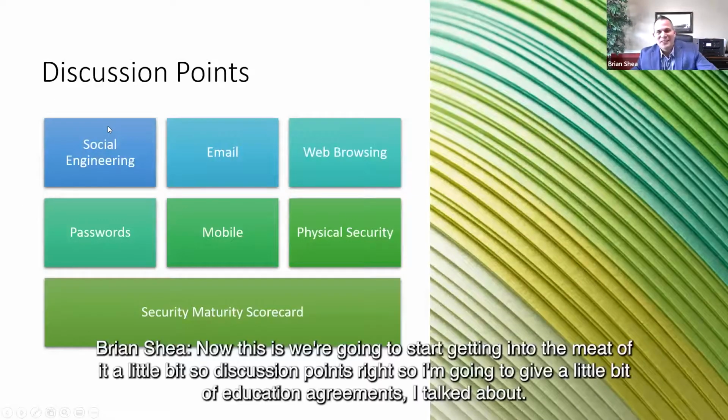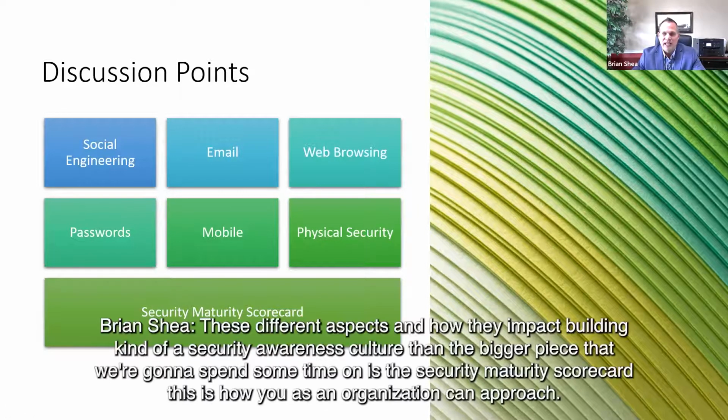Now we're going to start to get into the meat of it a little bit. So, discussion points. I'm going to give a little bit of education, as I talked about, on these different aspects and how they impact building a security awareness culture. Then the bigger piece that we're going to spend some time on is the security maturity scorecard.